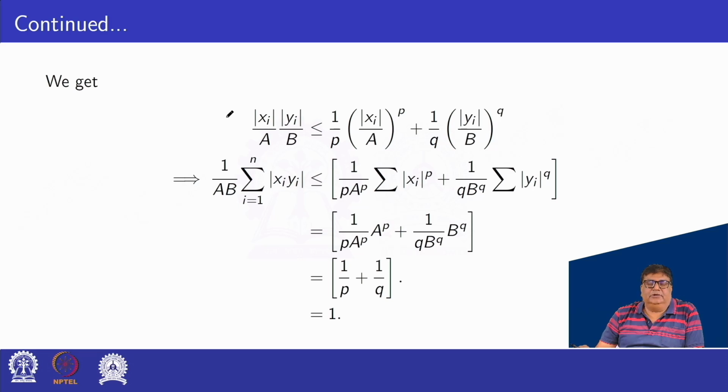Okay, taking summation of both sides from i equal to 1 to n. Then a and b are constants, so we can write 1 upon ab summation i equal to 1 to n mod xi yi less than or equal to 1 upon p, a as constant, so 1 upon a to the power p summation only on xi.